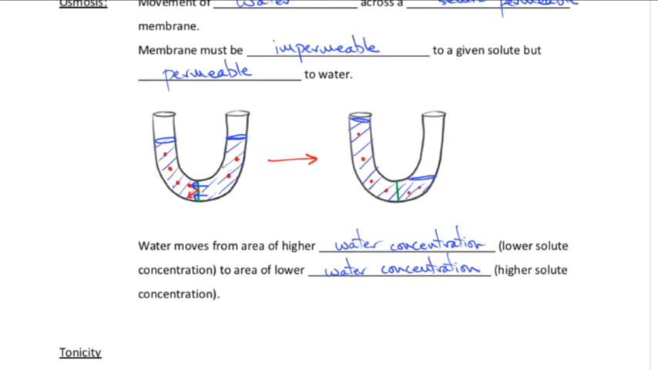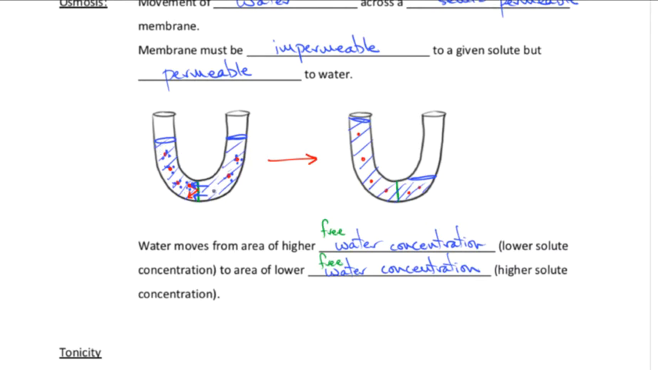By the way, you'll also often see this written as higher free water concentration and lower free water concentration. And that's because if you look at a molecular level, what's happening around each of these solutes is that water is forming a solvation shell around them. And that water is basically being taken out of consideration for moving across the membrane. Because more of the water molecules here on the left side are busy being in this shell around the solute molecules, they're less free to move from the left to the right.